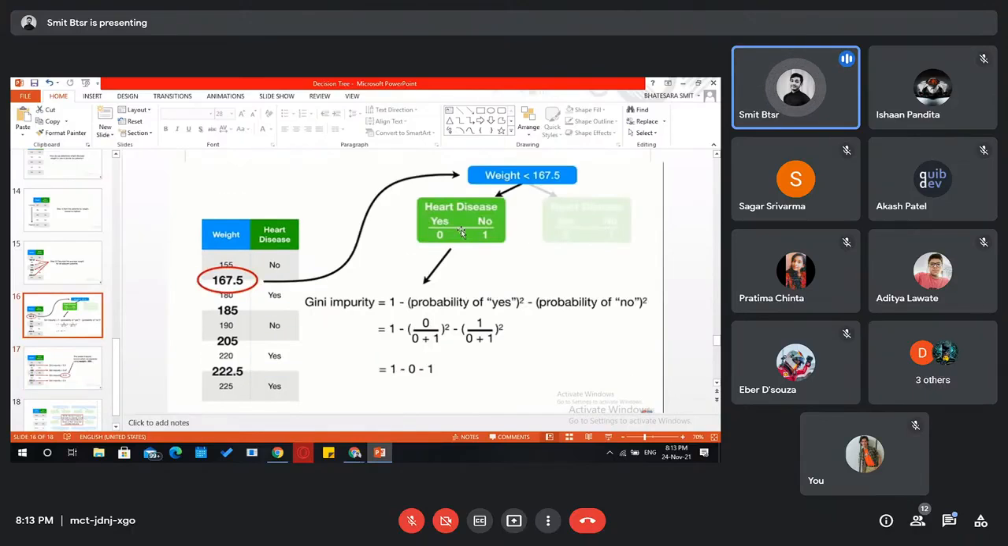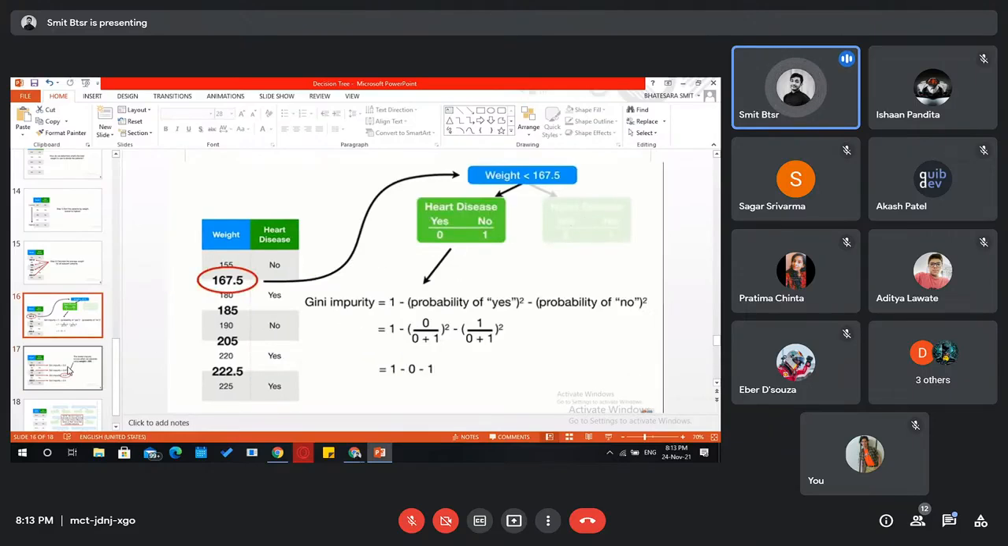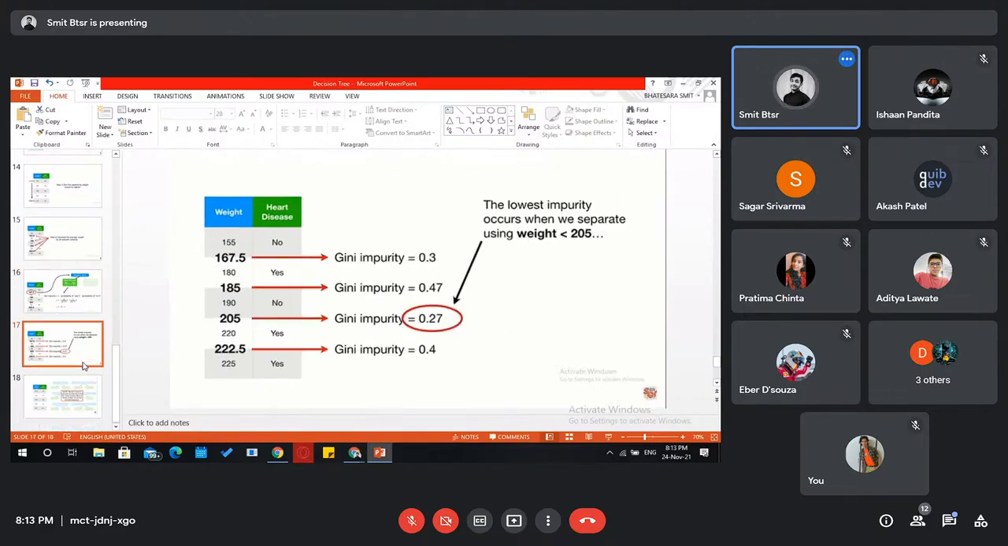As we have seen here, 0, and here it would be 0.25. Then the average would be something like 0.3. Or whatever it gets, we have to find the impurity of this relationship, as we saw previously. Then after finding the impurity, we have to select the least impure. Which one is least impure? This one, 0.205 with 0.257 impurity.